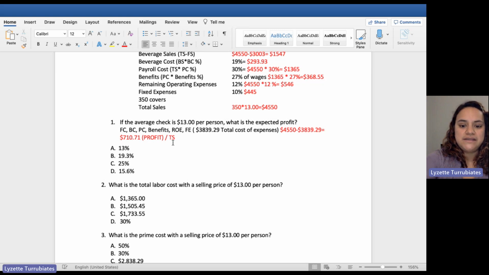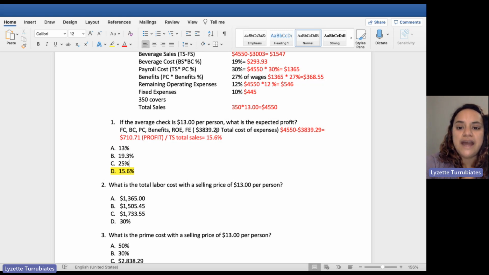Okay, I'll put TS, sales, and that's going to give us 15.6%, which is this answer right here. Right, so that's how we get our profit percentage.